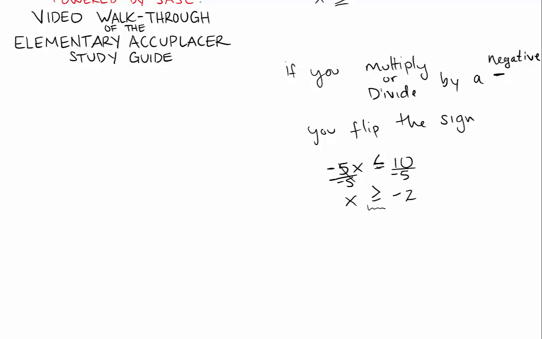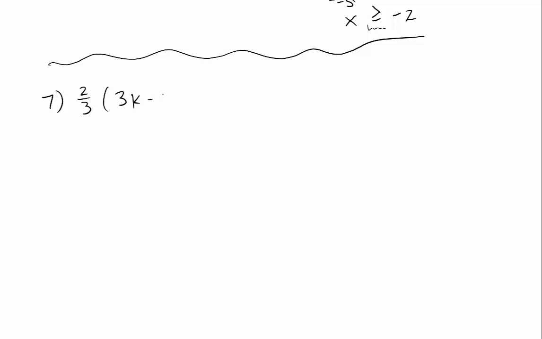All right, so moving on to the two actual problems that we're going to do in this video. Number 7. Number 7 says we have 2/3, and again, these are difficult whether you know this stuff or not, so I'm just going to go ahead and go over these. 2/3 times 3k minus 1 is greater than or equal to 3/2 times 2k minus 3.